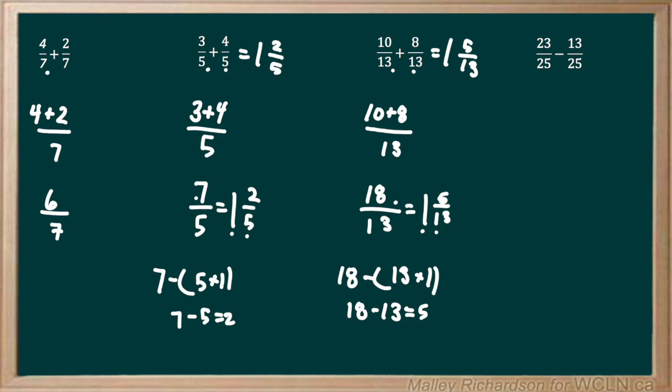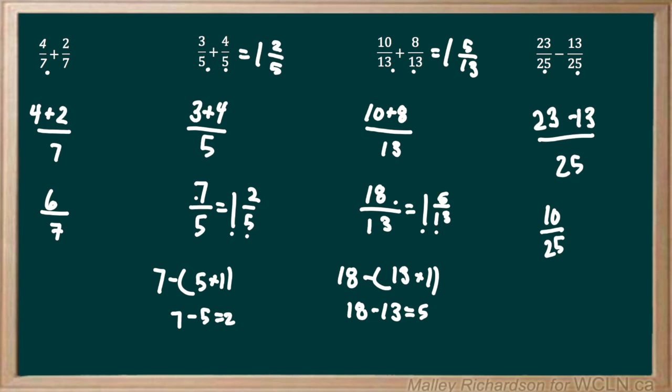Moving on to our final example, we have 23 over 25 minus 13 over 25. So again, we can see they have the same denominator, so now we just carry on with the subtraction. We have 23 minus 13 all over 25. 23 minus 13 is 10, and then our denominator is 25.